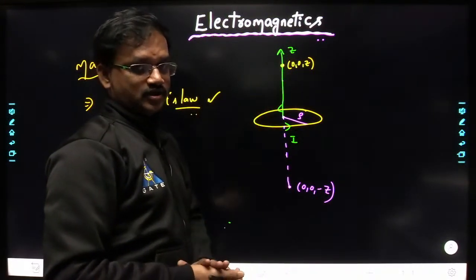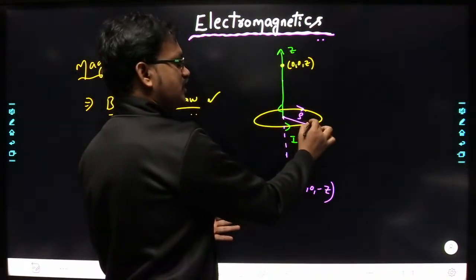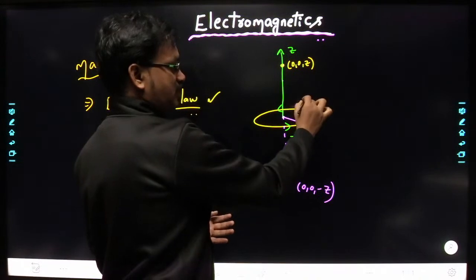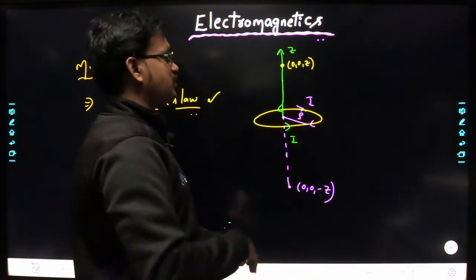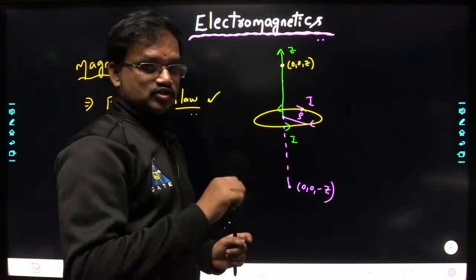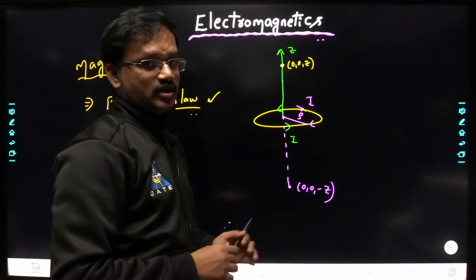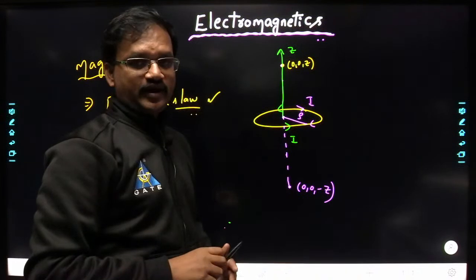Positive Z direction. If suppose the current flows in clockwise direction, then whether you consider this point or this point, the B field is going to point in negative Z direction, if the current flows in clockwise direction, right?